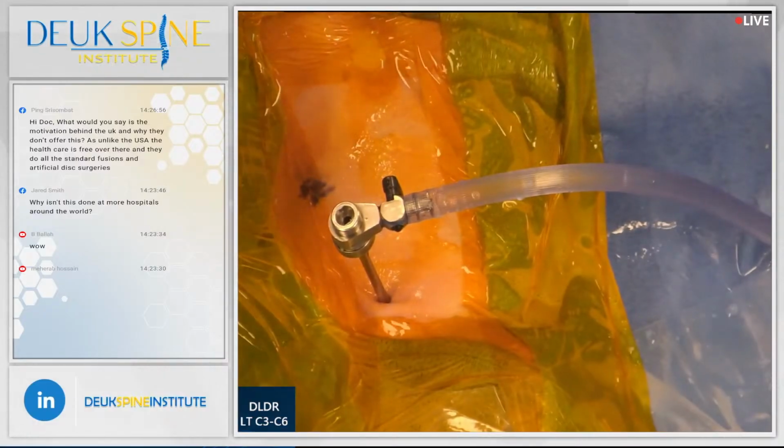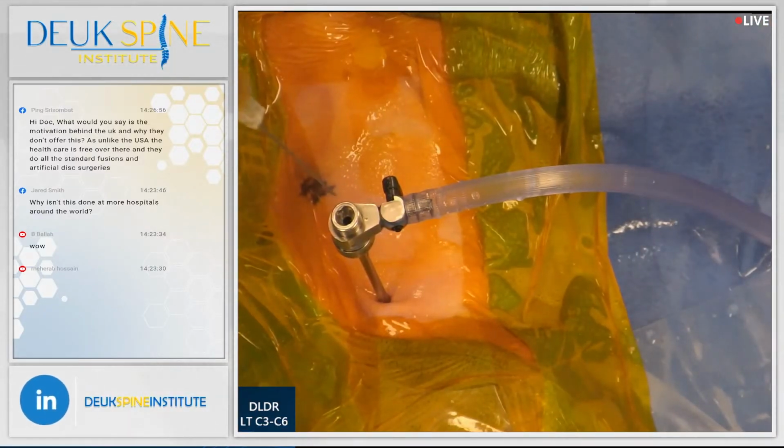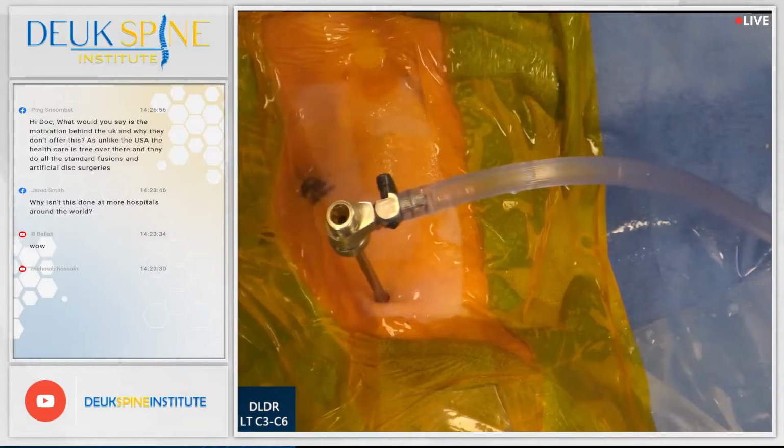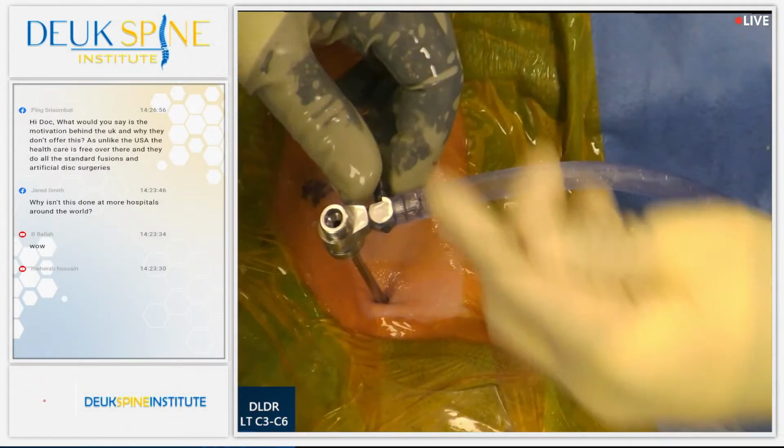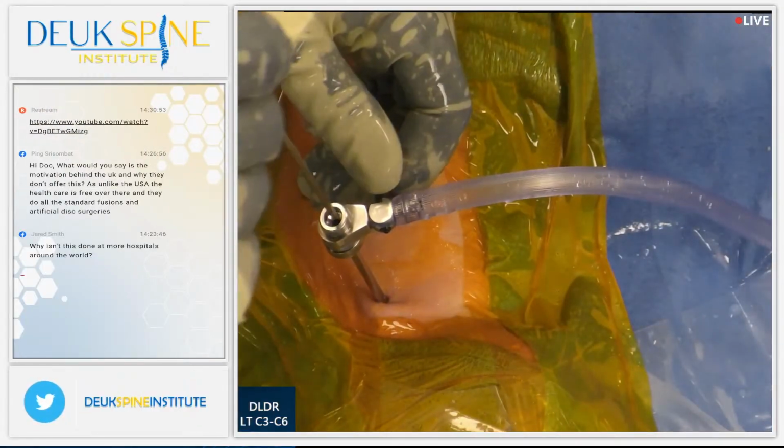All right, we're done. Two 4mm incisions, fixed 3 discs. It was tough. This is one of the harder ones because the herniations were so bad, literally so bad.